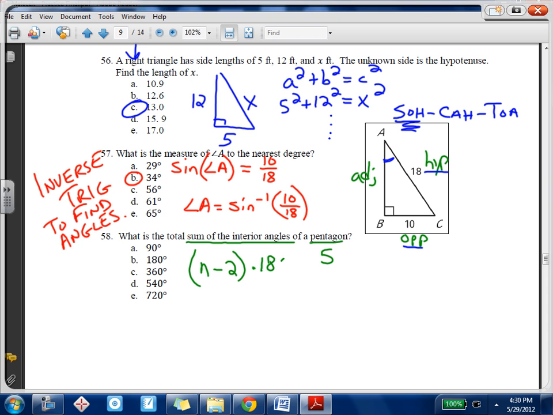Where did that come from? You may remember we did an activity where we had pentagons, and we had to draw the diagonals. How many triangles do you see? I see 1, 2, 3. Okay, I'll come back to that in a second.